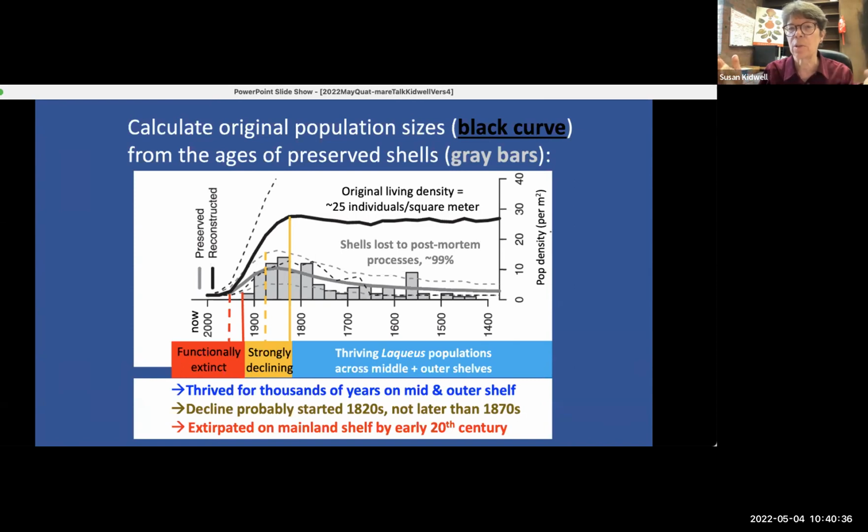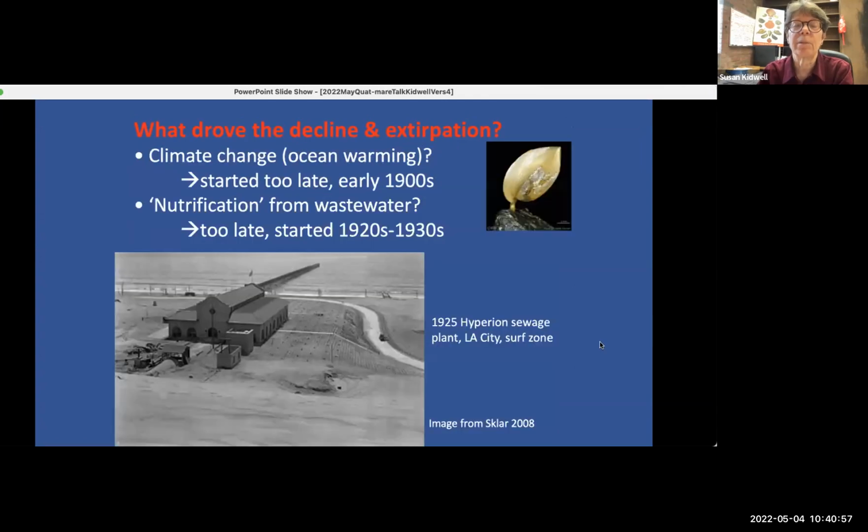And the difference, of course, is the 99% of shells that are lost. And given the errors and uncertainties associated with the dating, we find that this community thrived for thousands of years. It declined, probably started in the 1820s, but not later than the 1870s, and was extirpated by the 20th century. So this was totally fabulous, but I realized we could not get it published where we should unless we explained why.